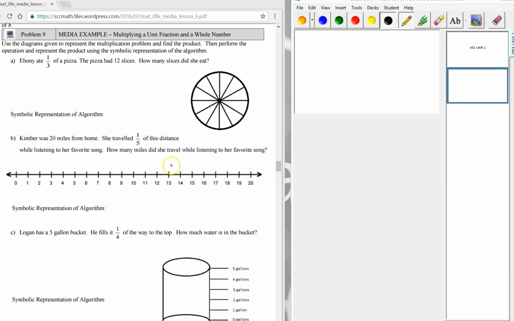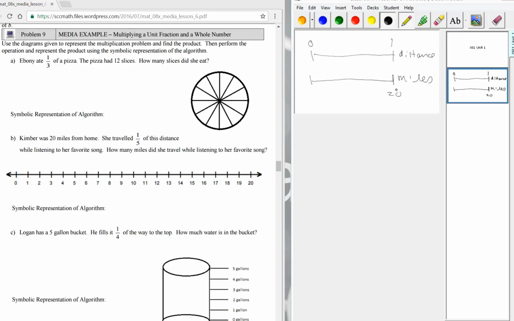Here we have a continuous model. Kimber was 20 miles from home. She traveled 1/5 of the distance. So here we're thinking of 1/5 of the distance. Our unit is 1, the distance, and I know that sounds weird, but it's 1 distance, or 1 total length of the trip. Then we're changing the units to miles, where 1 whole trip is 20 miles.